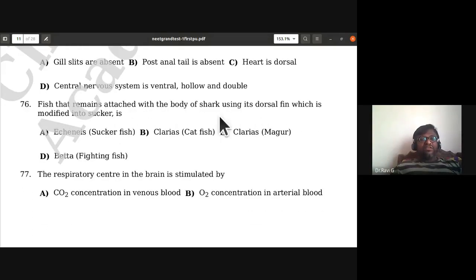Fish that remain attached to the body of shark using its dorsal fin, which is a modified sucker, is Echeneis or sucker fish. So as the name itself indicates, it's easy to identify. 76th, A is the answer.